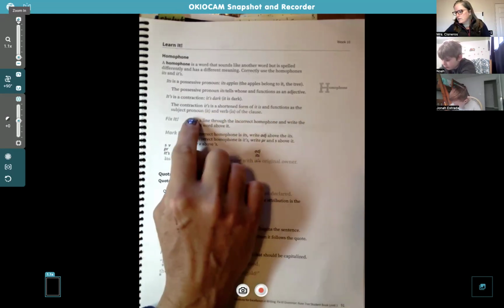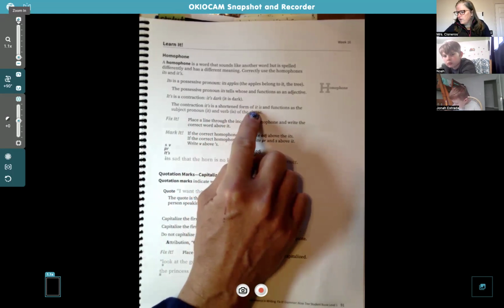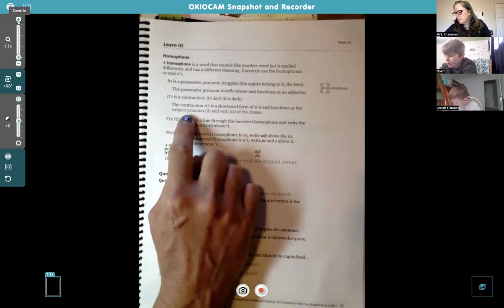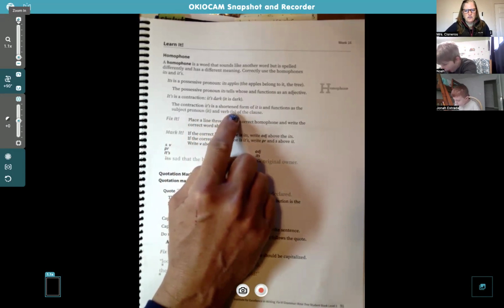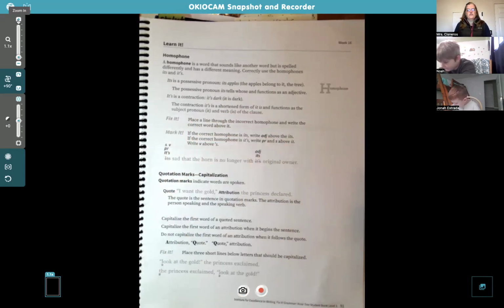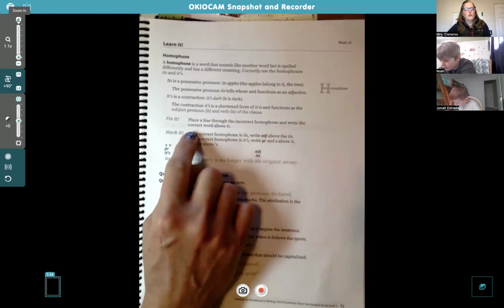And then that is, it says right here, it is a shortened form of it is and functions as a subject pronoun, it, and verb, is, of the clause. So when you have an apostrophe in there, it does two things. It's a subject pronoun and it's a verb is with it. That's like a linking verb or a helping verb. Okay, so you're going to place a line through the incorrect homophone and write the correct word above it.